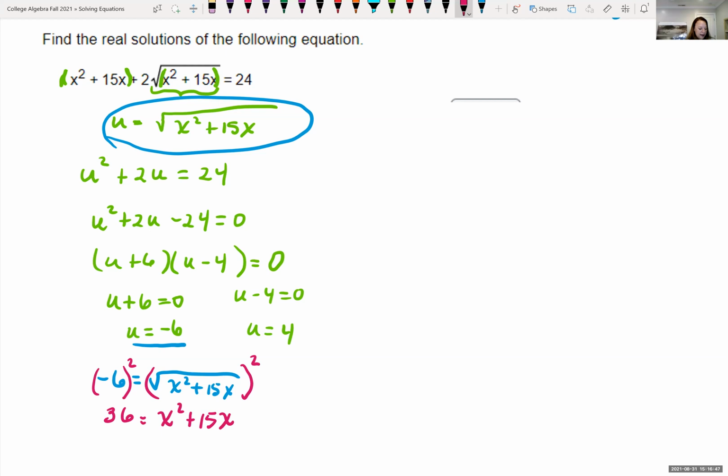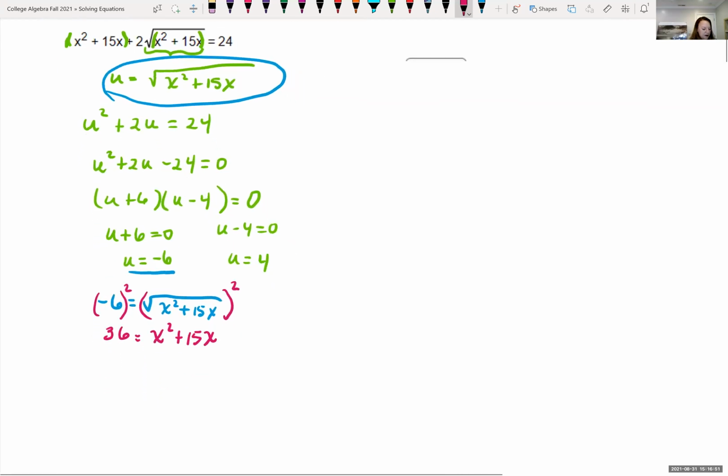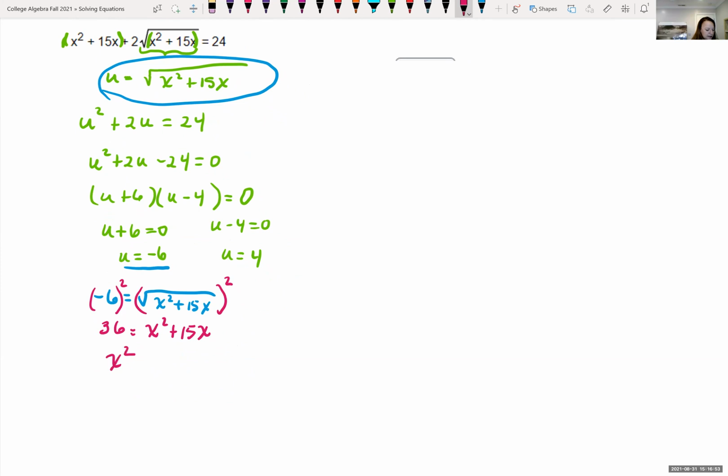I notice now, again, I have a quadratic. So to go about solving quadratics, I'm going to set this equal to 0. Let's subtract 36 on both sides. So I have x squared plus 15x minus 36 equals 0. Factor it. There are two numbers that multiply to -36 and add to 15.